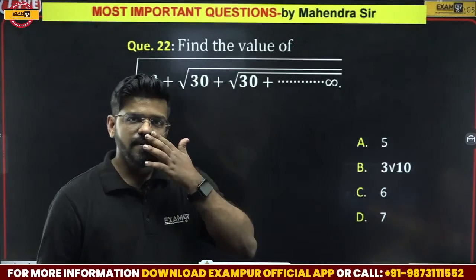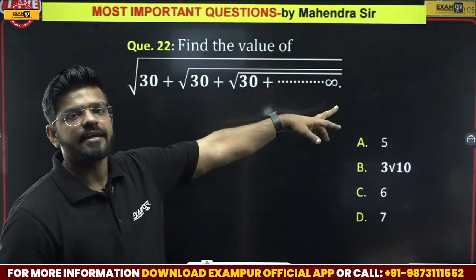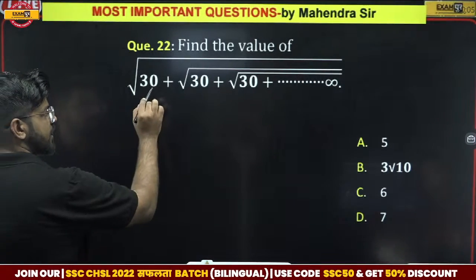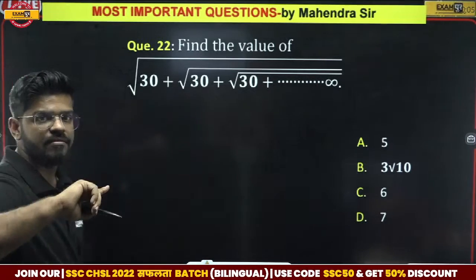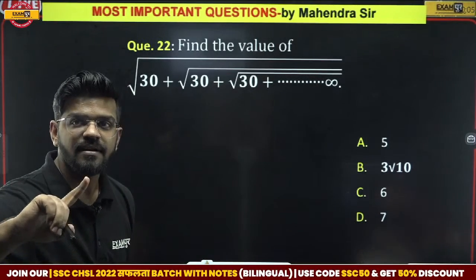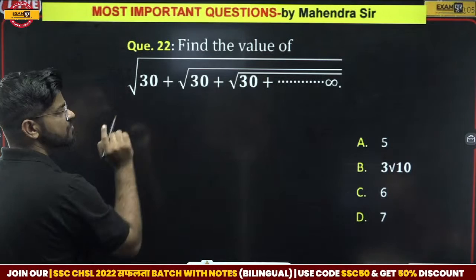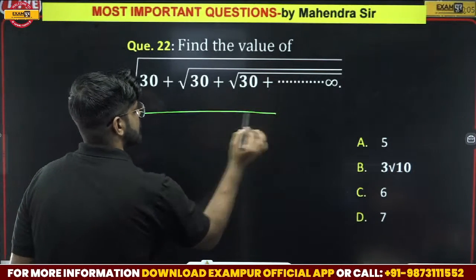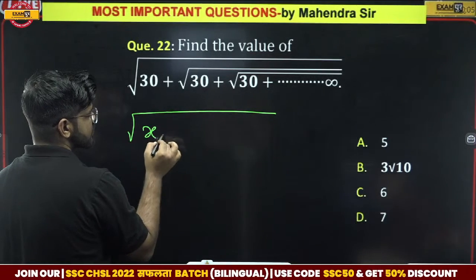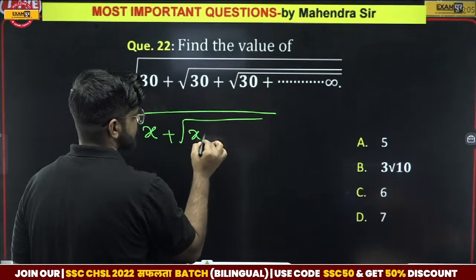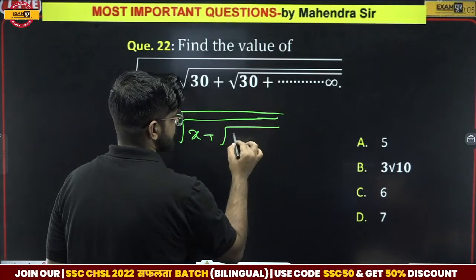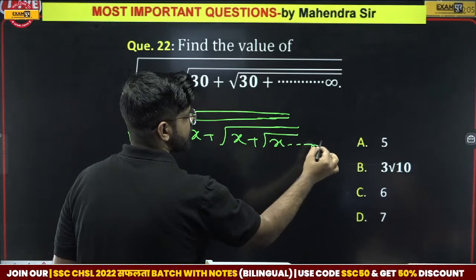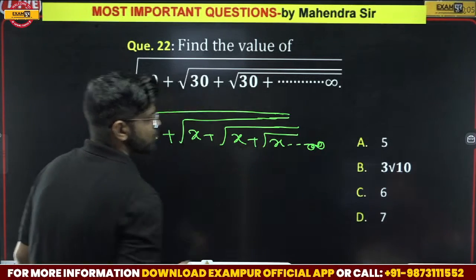So now this is one more series which is going to infinity. Okay, but here we have plus sign. Before we had multiplication sign, right? But for this we have plus sign. Now tell me one simple technique. Okay, suppose this is x plus x plus x plus x, and so on to infinite.